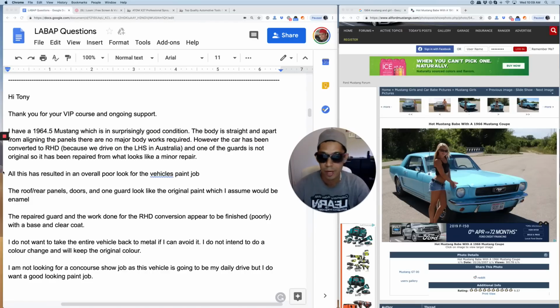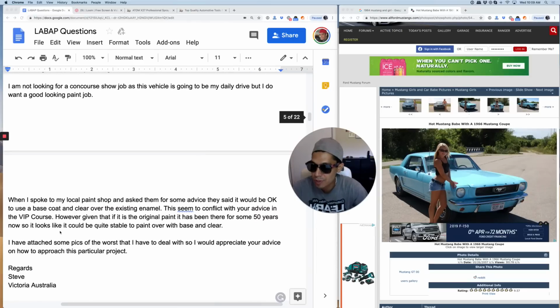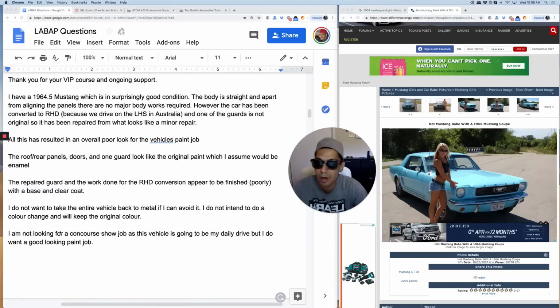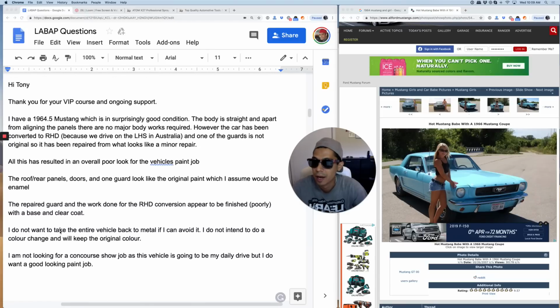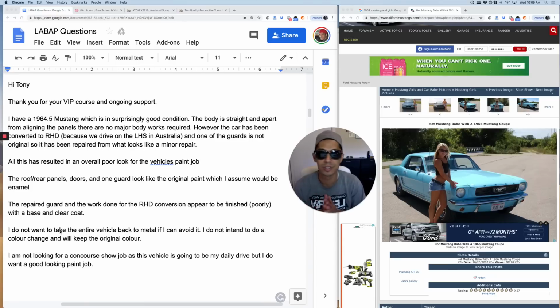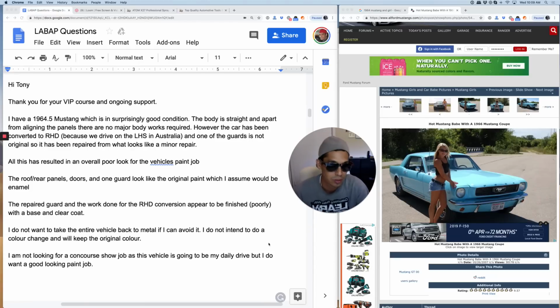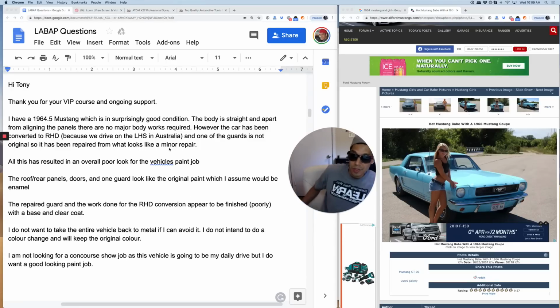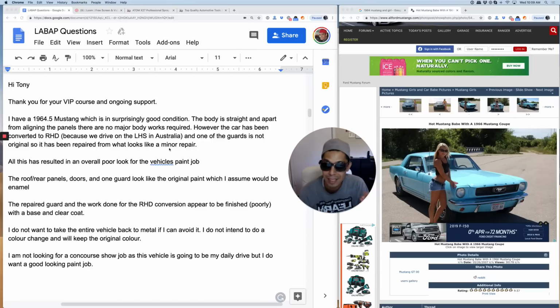We got another Q&A session, and this is from Steve, Victoria, Australia. Hi Tony, thank you for your VIP course and ongoing support. I have a 64 and a half Mustang, which looks like this over here, guys. Well, this is a 66, which is in surprisingly good condition. The body is straight, and apart from aligning the panels, there is no major bodywork required.